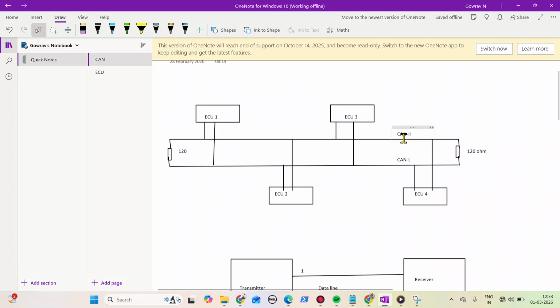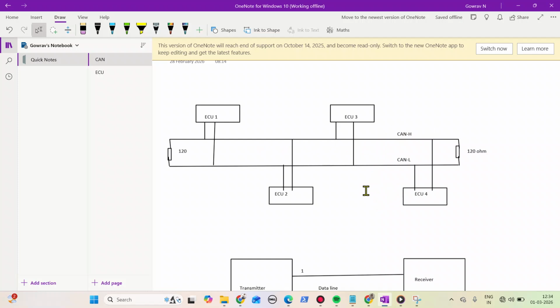Because of that, voltage levels will vary. For example, this ECU4 has to read the voltage level here. The first 2.5 is reflected back, and the second 2.5 volts, both are merging here, and the voltage is changed here. Then this ECU4 will read a different voltage other than 2.5. That is not the same, and because of this there is also a chance of the data being corrupted.